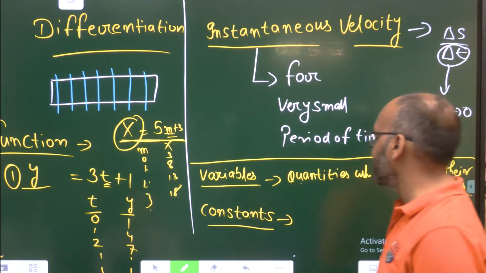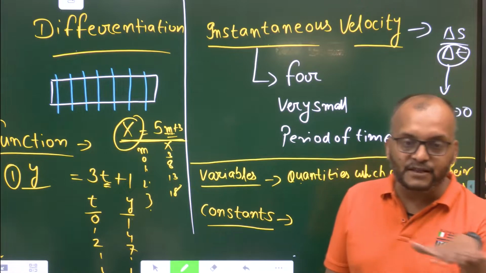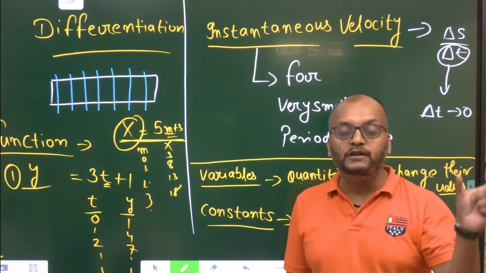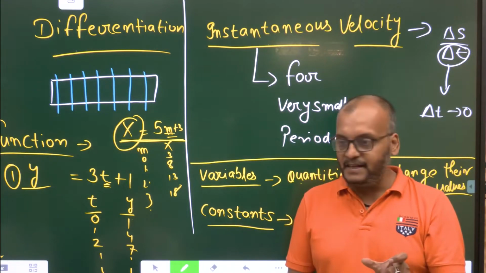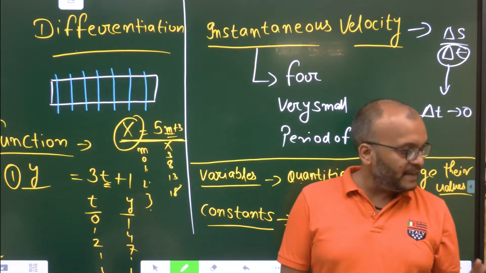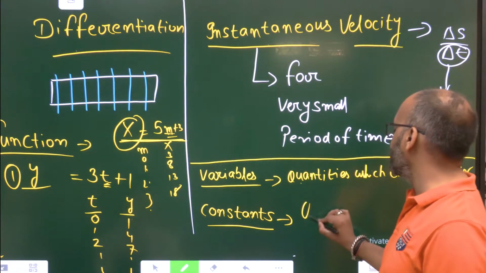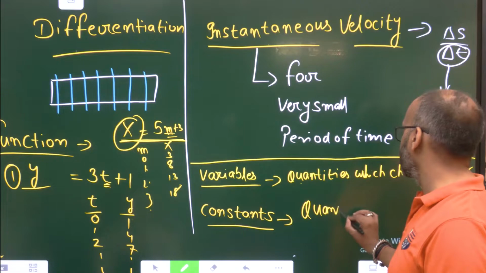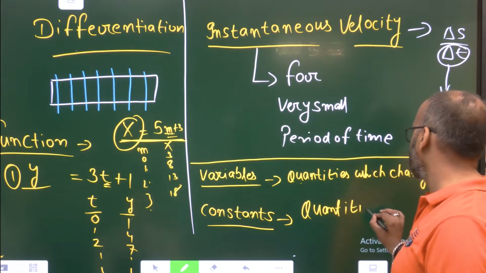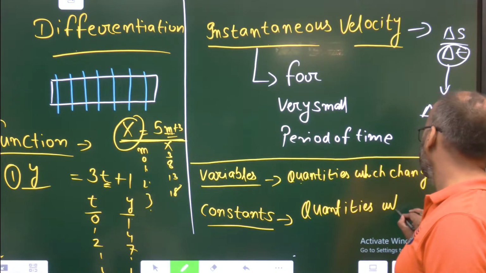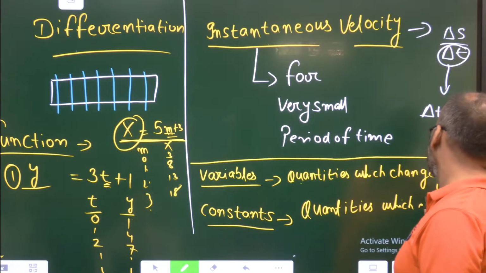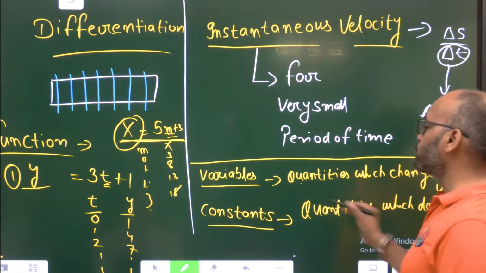The name is suggestive. Constant means something which is firm, which is always going to stay as it is. Its meaning will be the same everywhere, right? So quantities which don't change their values. Please note down this much.